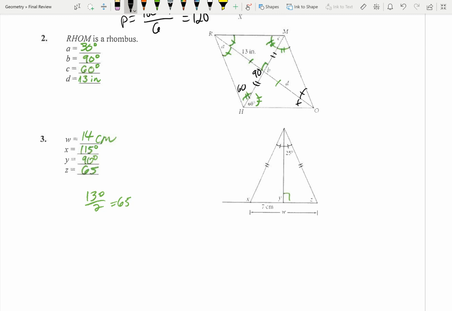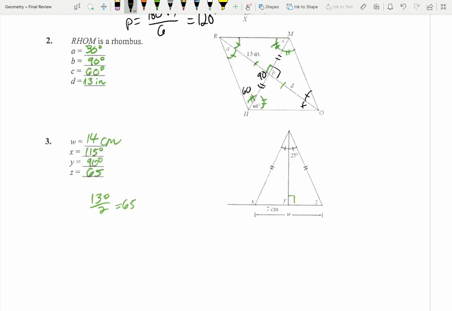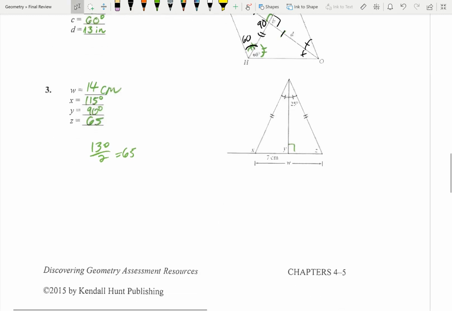B then is 90, because all of these are right angles right in here. C is going to be 60 because it's congruent to this angle right here, right? These are congruent angles. That's 60. D is going to be 13 because these diagonals bisect each other, so D will be 13 inches. And we're done.